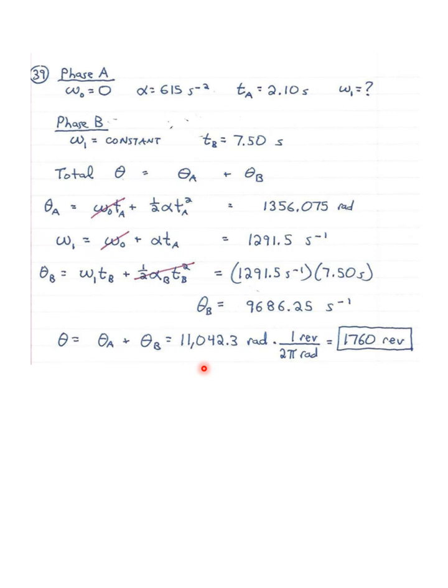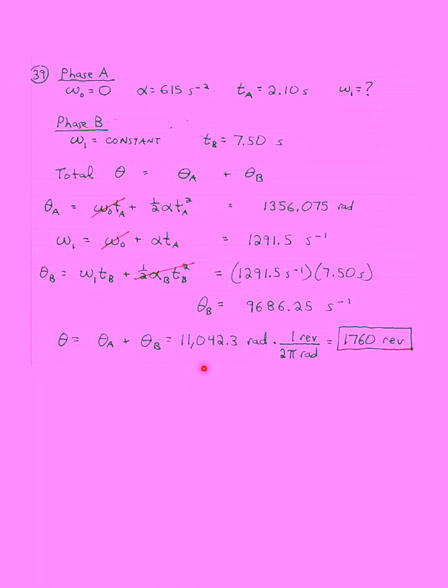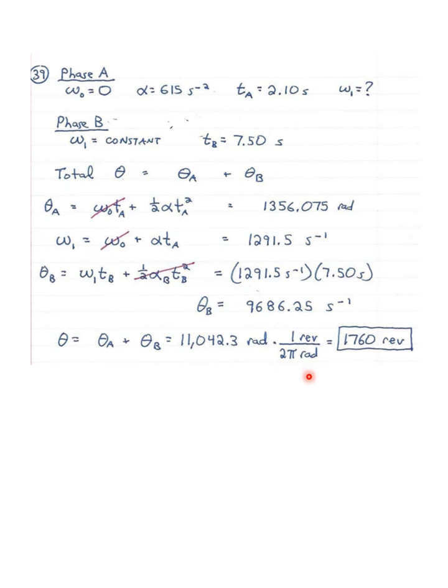We get 11,042.3 radians. What did the question ask? Through how many total revolutions has the drill turned? So we'll divide by 2 pi to get the number of revolutions. So we get 1760 revolutions.